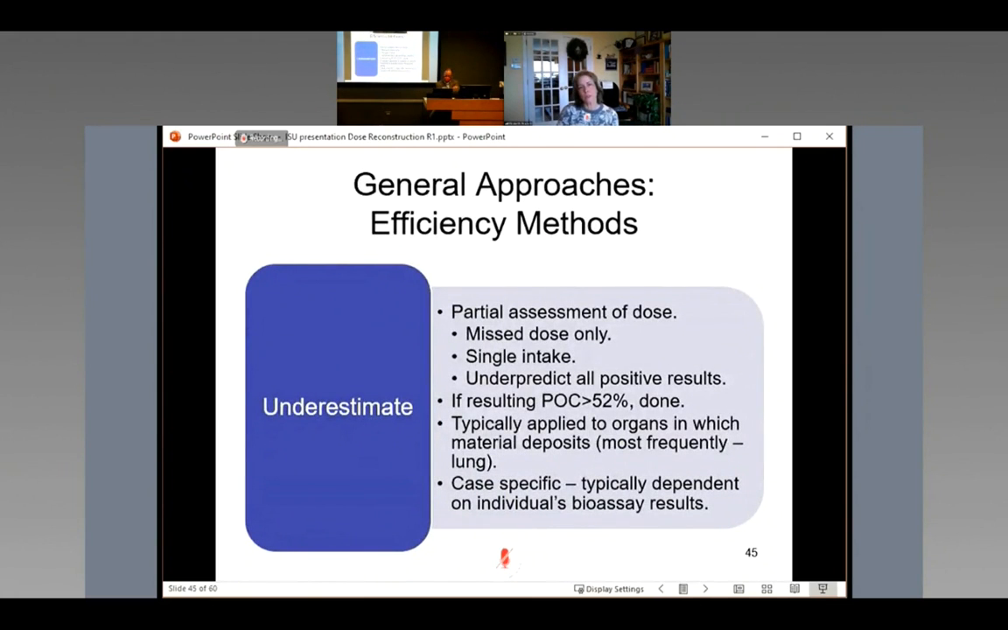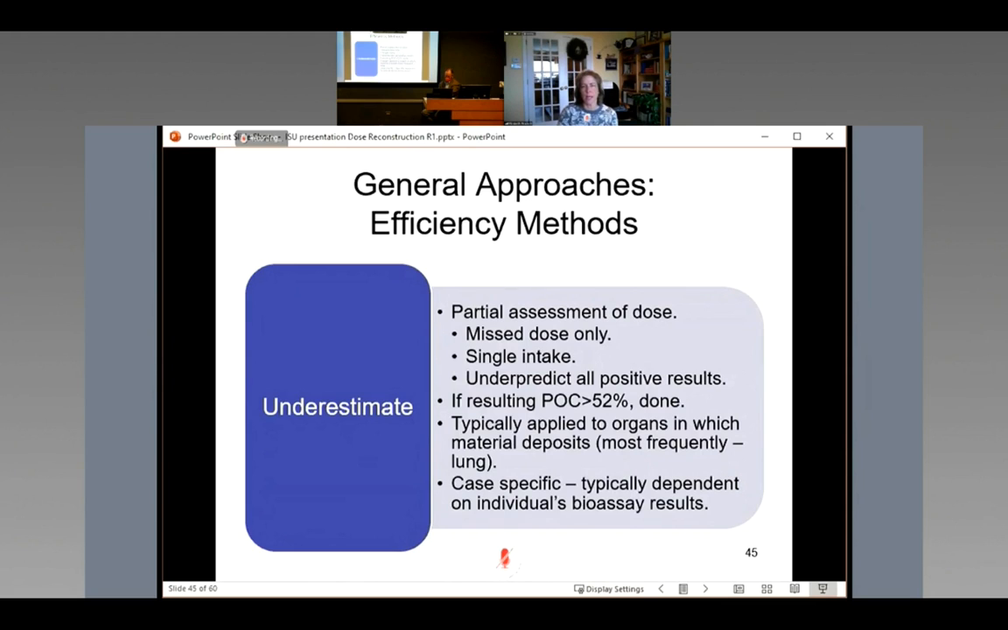So we have a couple of general approaches. An underestimate can be done. That would be a partial assessment of dose. And these general approaches include all of the doses, so it's internal, external, medical, and environmental doses. Although for an underestimate, it's possible that missed dose alone from internal would result in a probability greater than 50%.